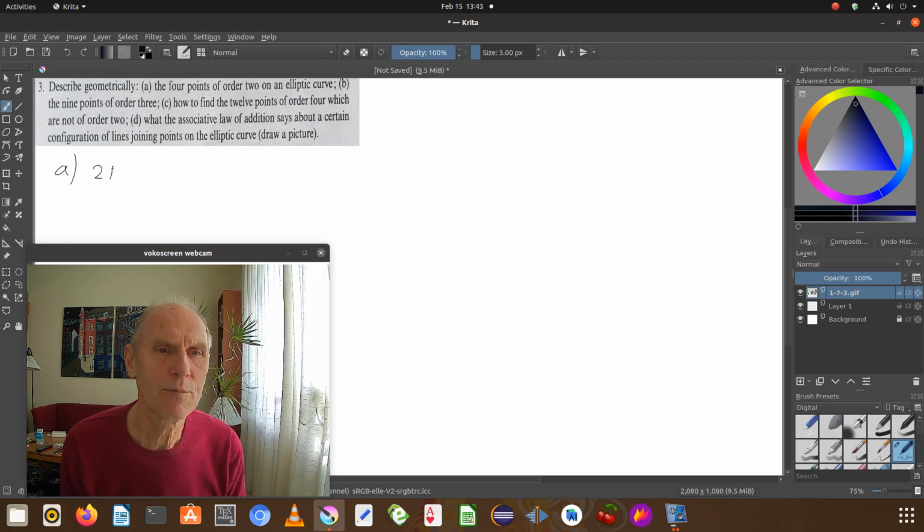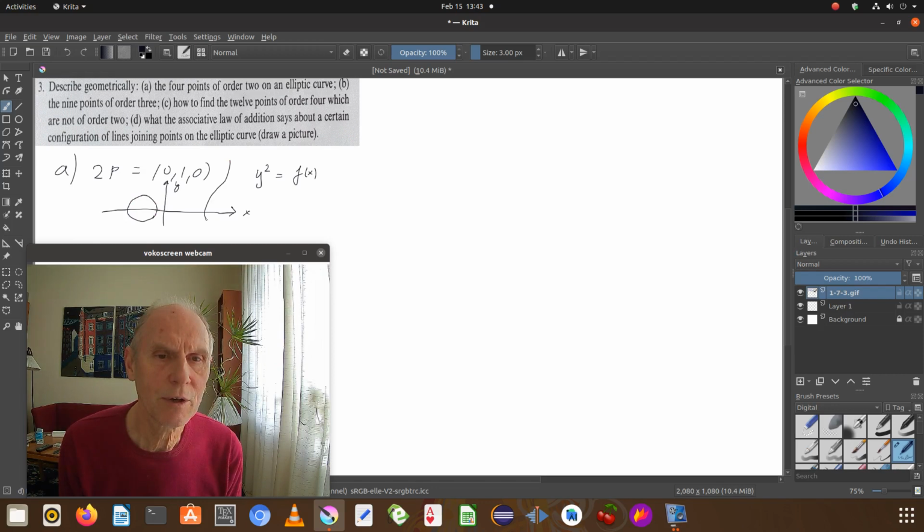So we have 2P equals the point at infinity, and there are only 3 of order exactly 2, namely the roots. So we have 3 distinct roots, and at those roots, the curve will look like a parabola.